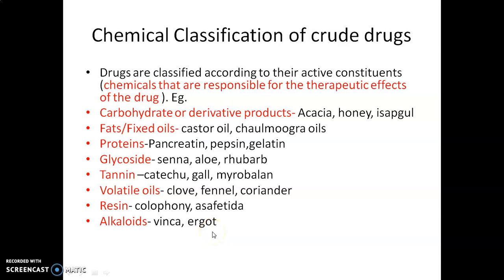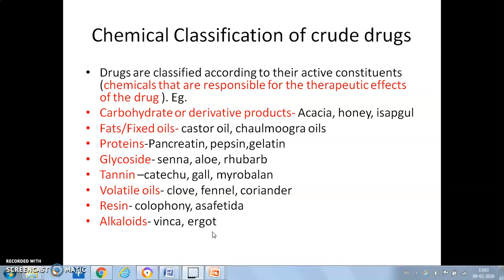Next, a system of classification under the classification of crude drugs is the chemical classification of drugs. In this system of classification, the chemicals that are responsible for the therapeutic effects of the drug are considered. Generally, these chemicals are broadly classified into two categories: one is the primary metabolites and another is the secondary metabolites.